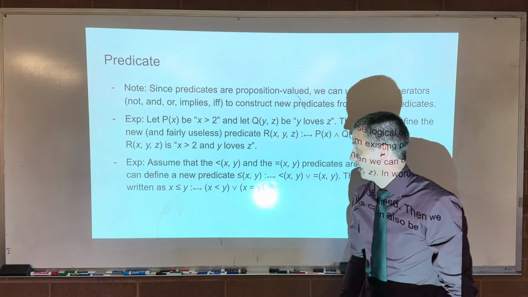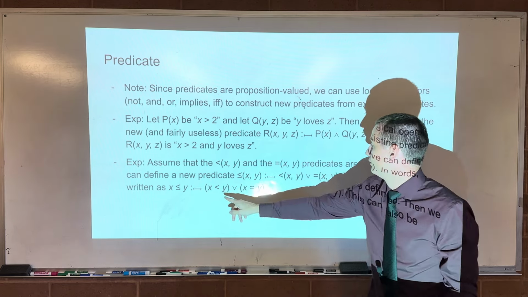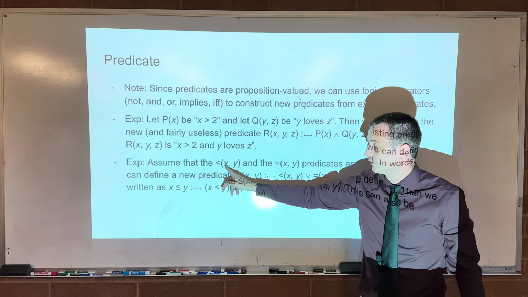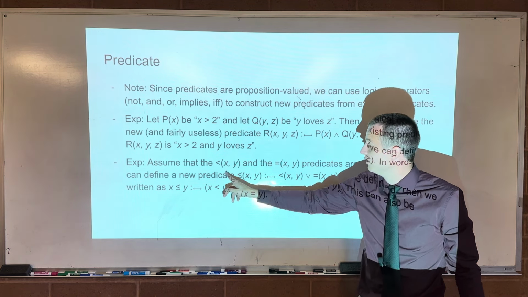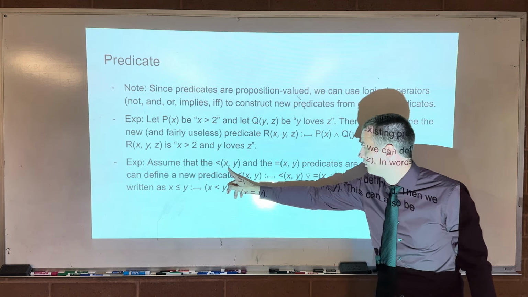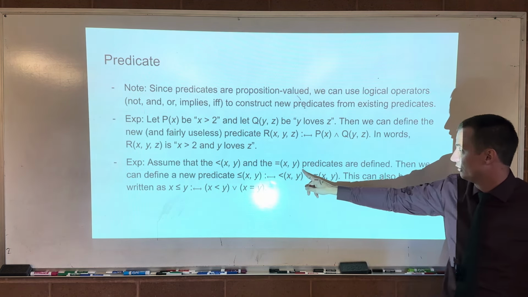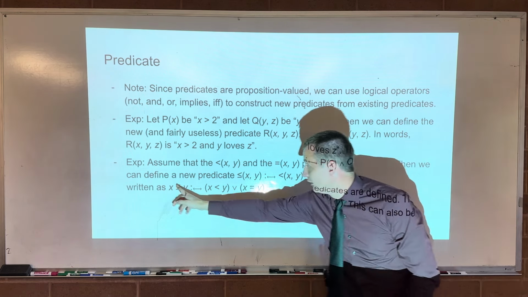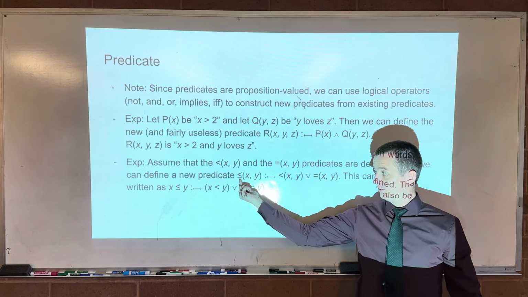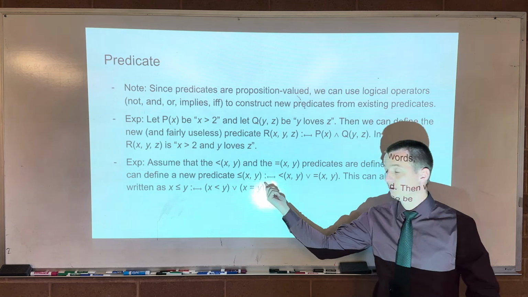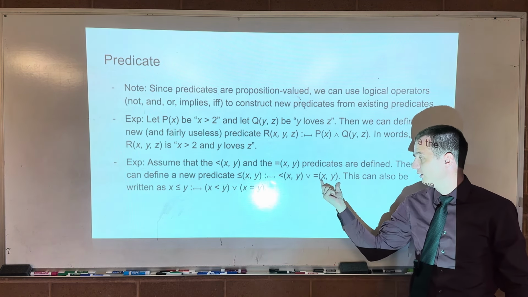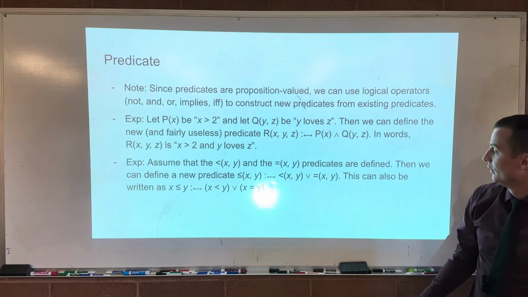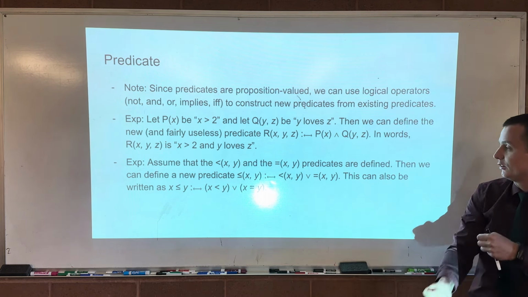Okay, another example. Assume that we have the less than relation already defined, and the equal relation already defined. Then we may define a new predicate, the less than or equal to one. What do we define that to be? Less than or equal to. Perfectly valid. So you can use existing predicates to create new predicates.